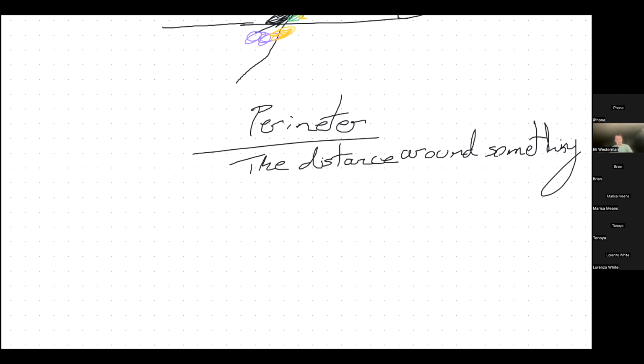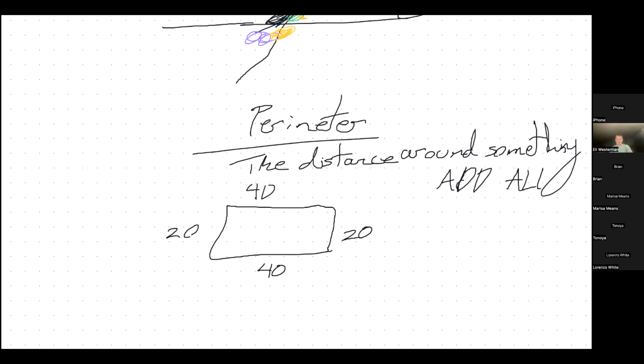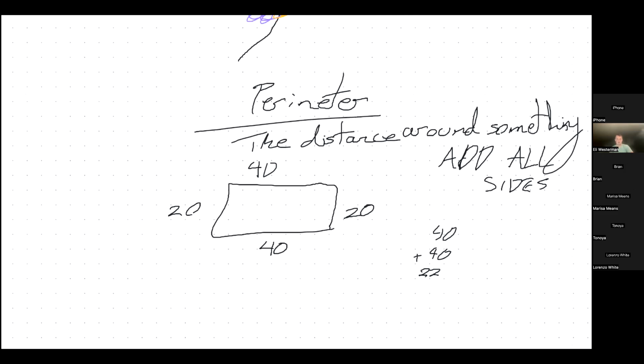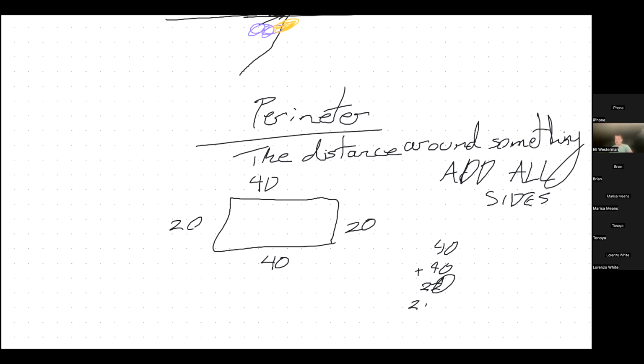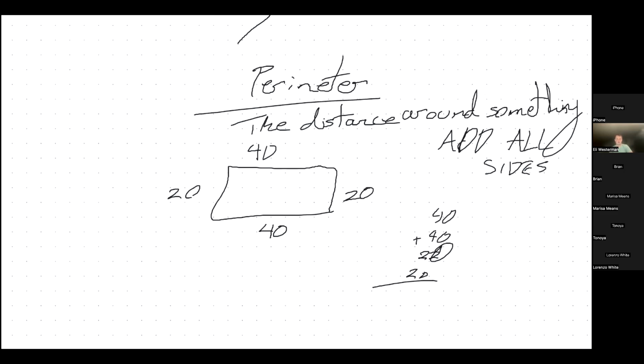So a classic one would be a farmer has a field and he wants to see how much fence he needs. So let's say the field is 40 on this side, 20 on this side, 40 here, 20 here. He's going to need to add all these up. So add all sides is how you solve for perimeter. So we've got to go 40 plus 40 plus 20 plus 20. Then we add them up. We have 12 here and we added up 120. So 120 is the answer here.